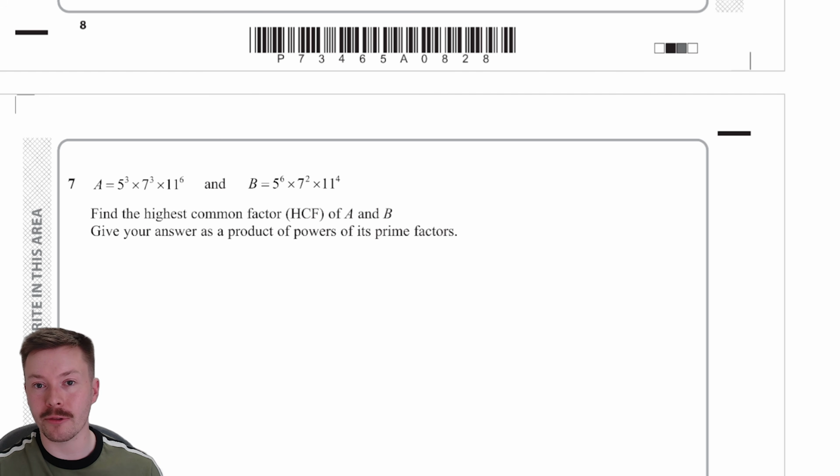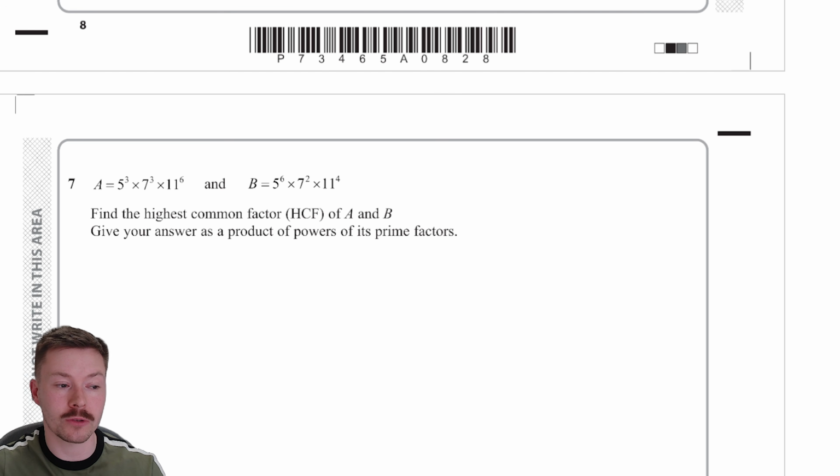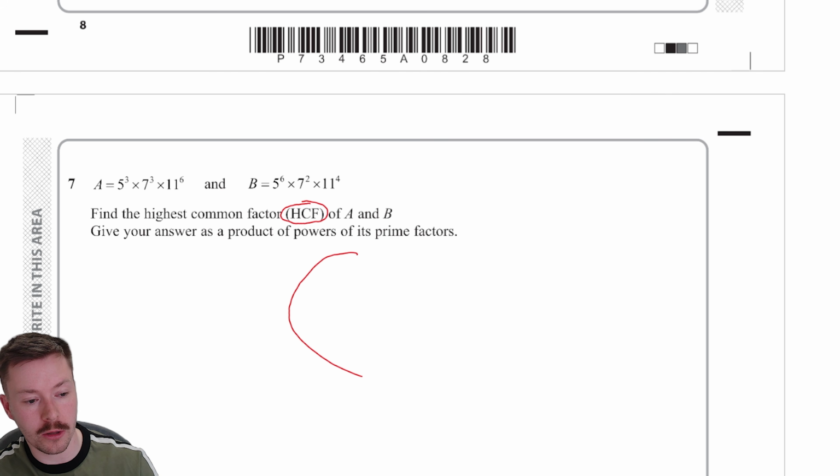And for this, there's a few methods, but the method I use is a Venn diagram. So we've got A is 5 cubed times 7 cubed times 11 to the power of 6. B is 5 to the power of 6 times 7 squared times 11 to the power of 4. Now we actually only want to work out the highest common factor. The way I'm going to do this, like I say, is with a Venn diagram.